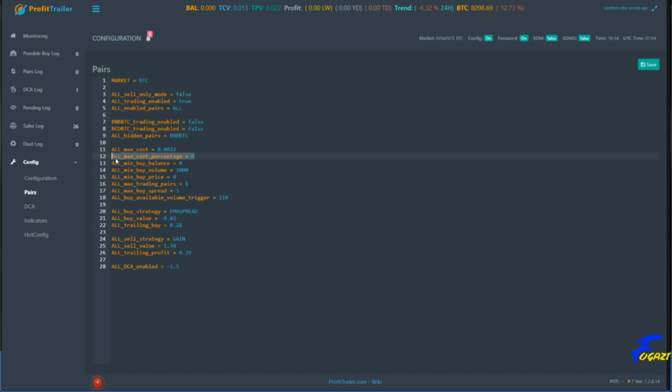Okay, this one, all max cost percentage. Now this calculates off your total current value. This is where you need to do some calculation on your own behalf. You can set this as a percentage, but you have to make sure that percentage is above the minimum trade. I'm just going to show you quickly how to do that for a couple of arbitrary figures.